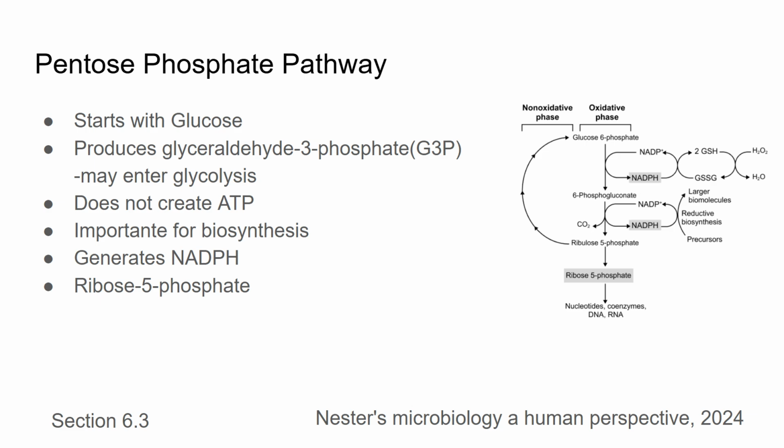Okay, the pentose phosphate pathway. This is going to start with glucose as well. But this one's not actually going to create ATP directly. Instead, you're going to make a few different things. This one can produce glyceraldehyde 3-phosphate, or G3P. That might sound familiar because that is something that we can use in glycolysis. But something more important is that we can use this to create molecules important for biosynthesis.